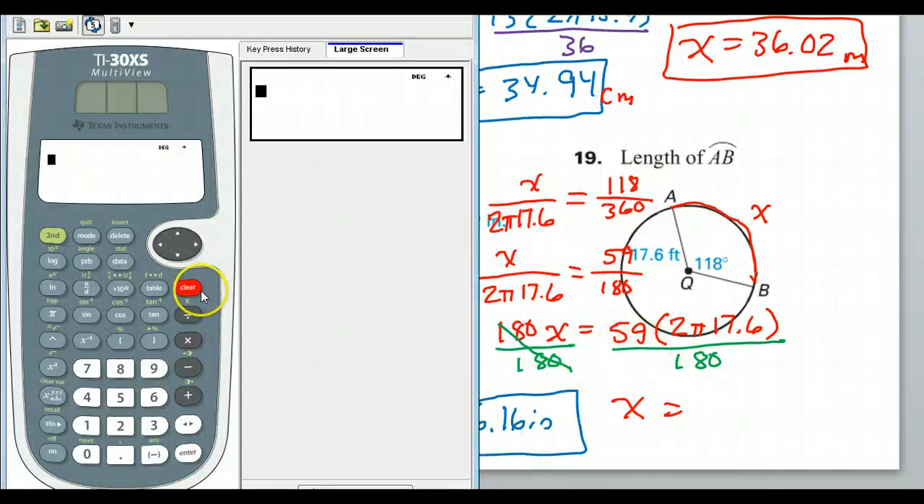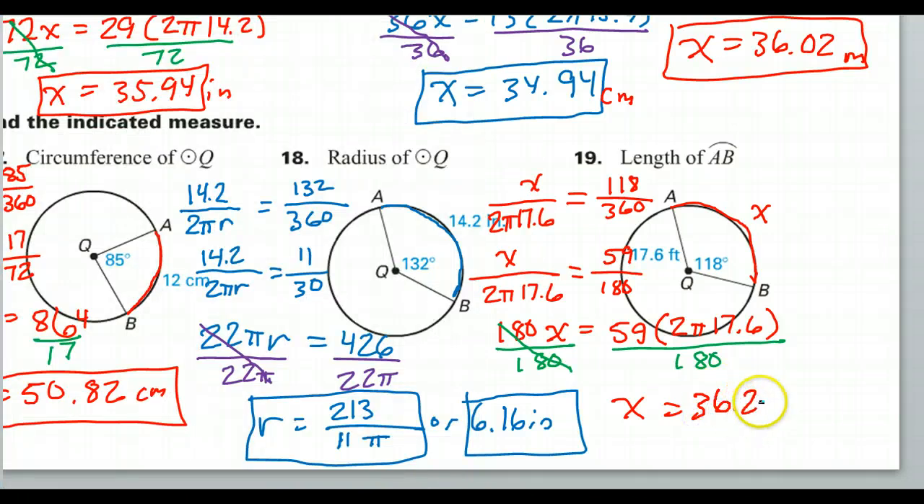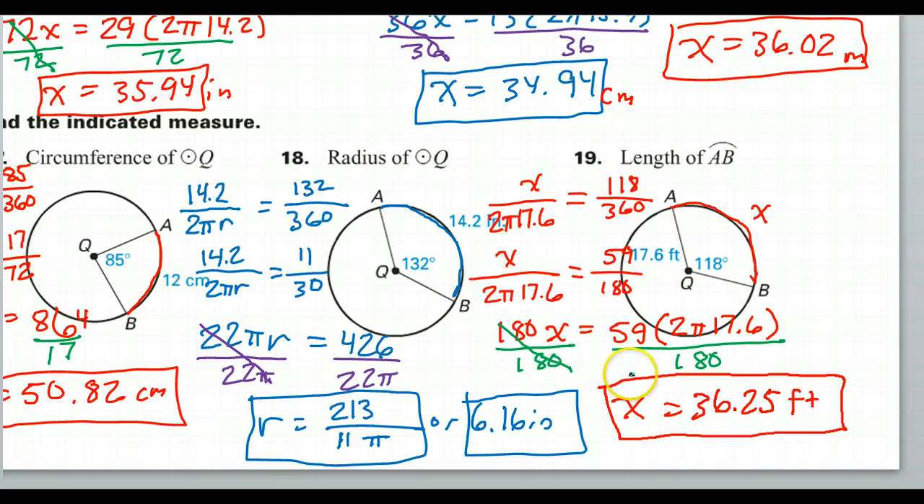All right, so here I go. So fraction mode, and I'm just typing all this in. So 59 times 2 pi times 17.6 over 180. So that is 36.25 if you round properly. And this is feet. Okay, that is how you do that.